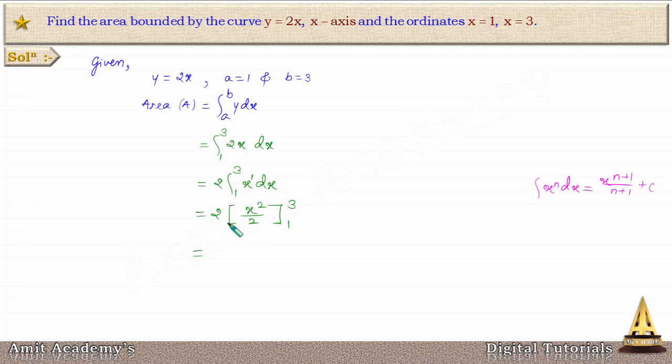So first, this 2 and this 2 will get cancelled. And for this x, first we write the upper limit, then the lower limit. So I get 3 squared minus 1 squared. 3 squared is 9 minus 1 squared is 1. So 9 minus 1 is 8 square units. So this is the value of area A, and this is the final answer.